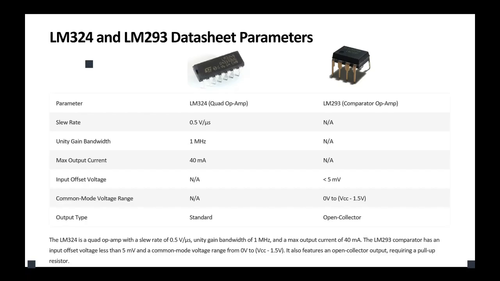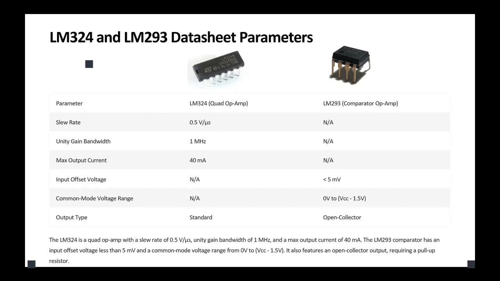What that means is at a gain of 1, the unity gain bandwidth equal to 1 megahertz means the op-amp can handle up to 1 megahertz. If the gain changes, the bandwidth changes. So remember that. We have a maximum output current of 40 milliamp, which is enough to drive LEDs or logic inputs, but you can't drive motors with the LM324. Okay, so that's very important.